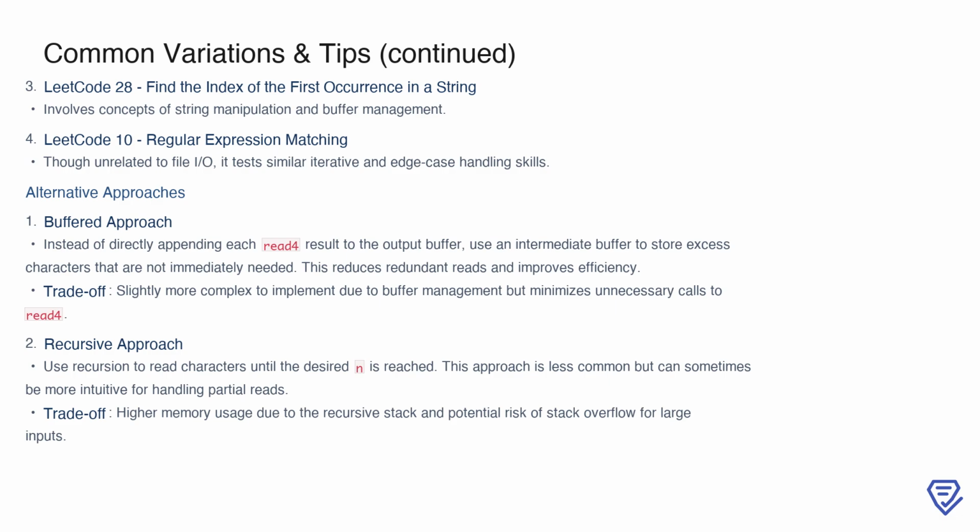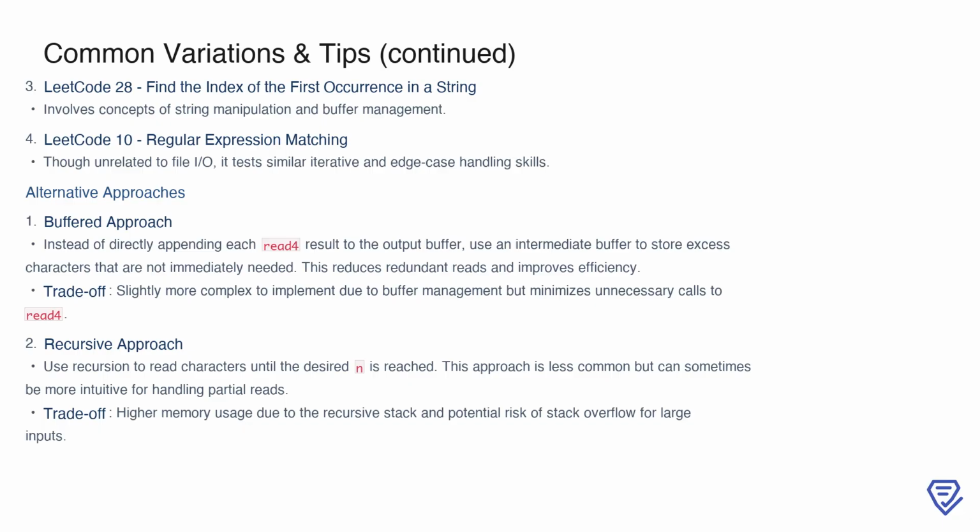One is the buffered approach. Instead of appending each result from Read4 directly to the output buffer, you can use an intermediate buffer to store excess characters that are not immediately needed. This reduces redundant reads and improves efficiency. The trade-off is that it's slightly more complex to implement due to the additional buffer management.